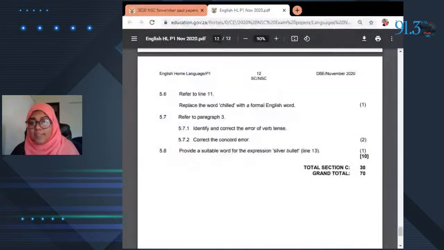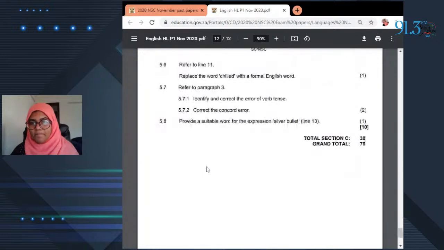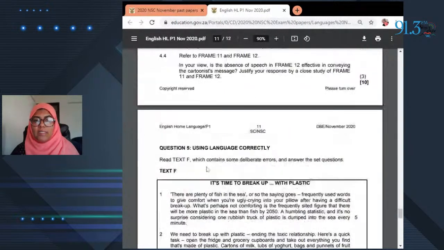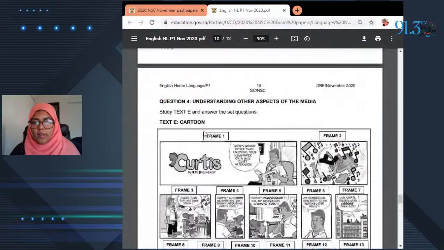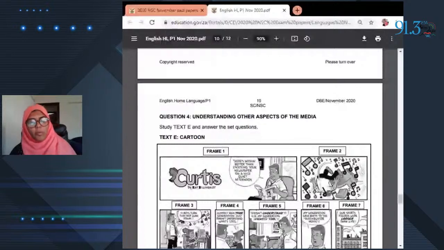And then the last and final question in here, just so that I don't take too much more time, is silver bullet, and providing a suitable word for the expression of silver bullet. So it is almost a solution, or an answer, or a remedy. You can use any one of the two, depending on the way that you see it. But solution or answer would be the most common, because the silver bullet is what they refer to as a solution to the problems, basically. So in a nutshell, that is what the last section of paper one, which is section 3 of paper one, is about.